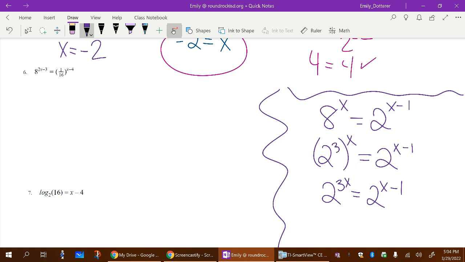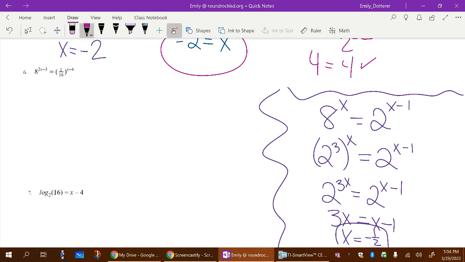So now our bases are the same because we can use the power rule. When we have an exponent and it's being raised to another exponent, we multiply. So 3 times x is 3x. And then we set them equal. So x is negative 1/2. And when we verify that, it is going to work.